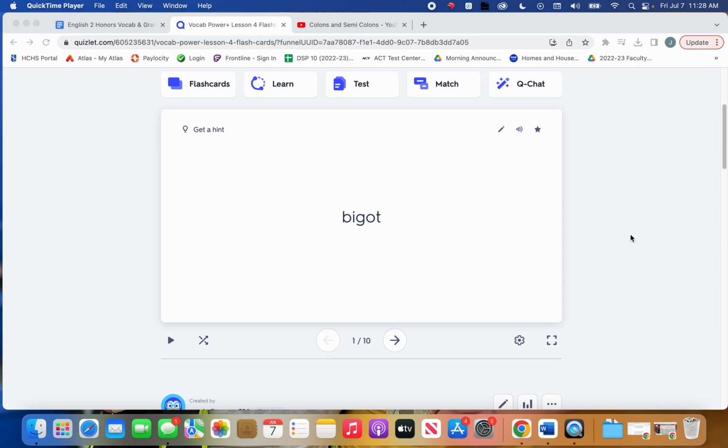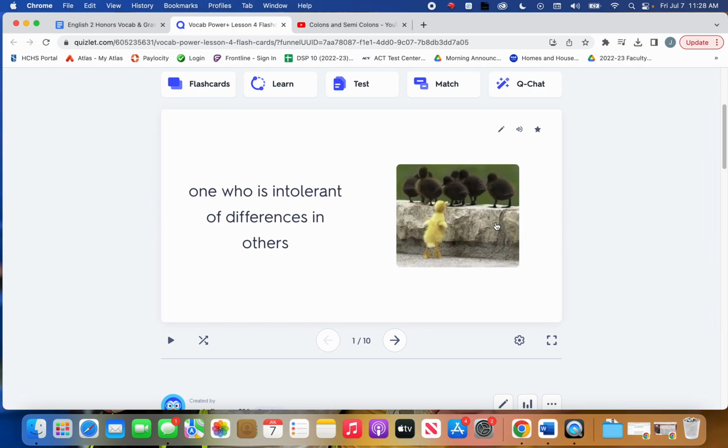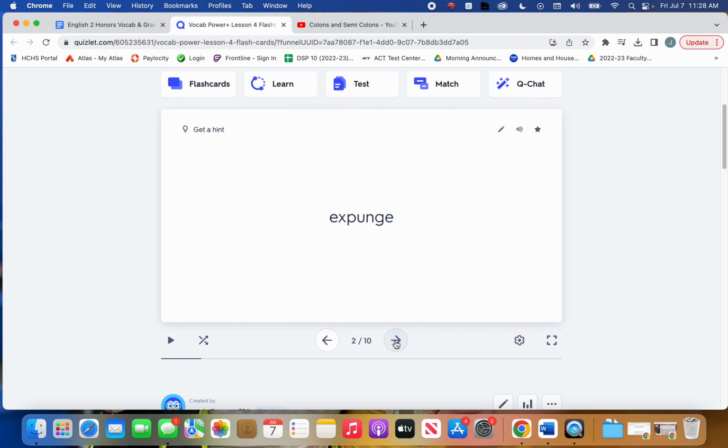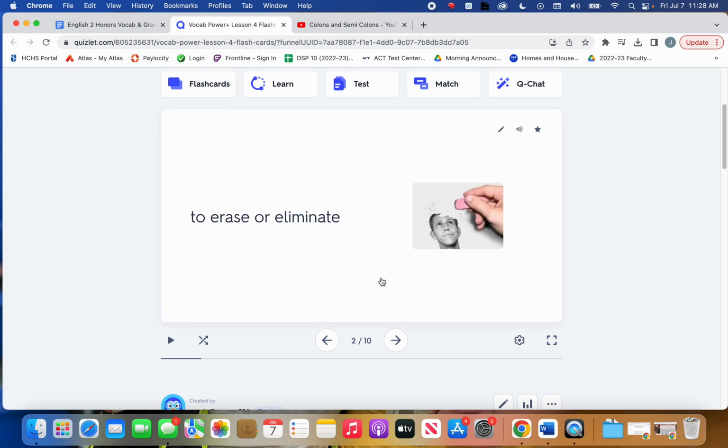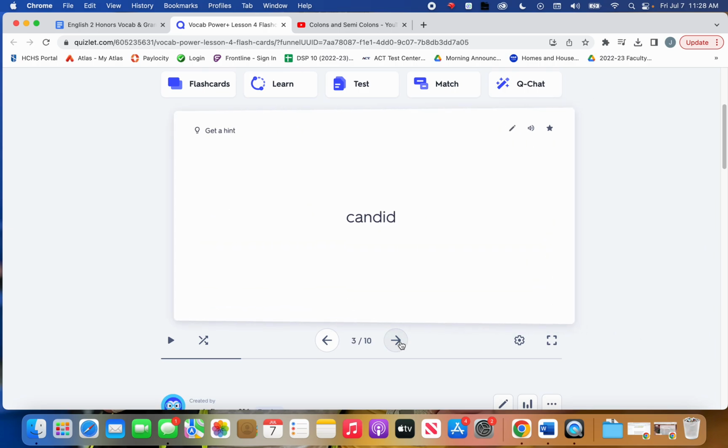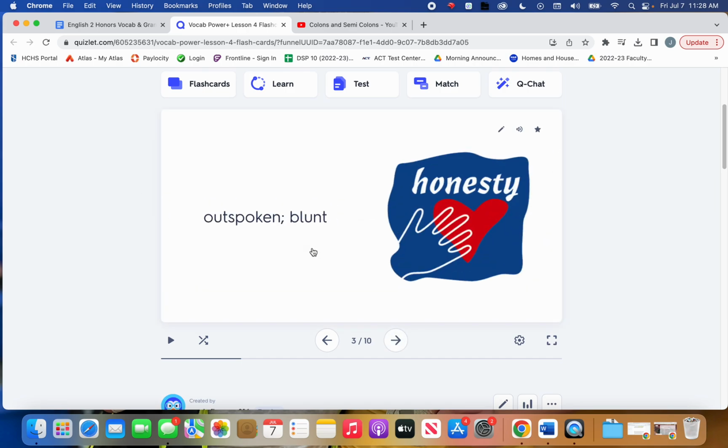So we've got 10 words again this lesson, starting with bigot, which is a noun. Bigot is one who is intolerant of differences in others. Expunge is a verb. It means to erase or eliminate. Candid is an adjective. It means outspoken and blunt.